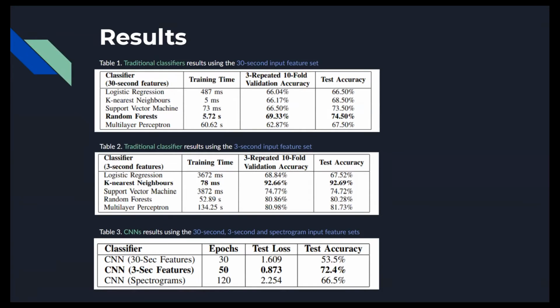This is justified by the CNN trained on the larger 3-second feature set, as it gave an accuracy of 72.4%. However, this was still a lower accuracy compared to the other traditional models, as seen in Table 1. Lastly, the spectrogram CNN had similar results to the 30-second traditional classifiers, also seen in Table 1.